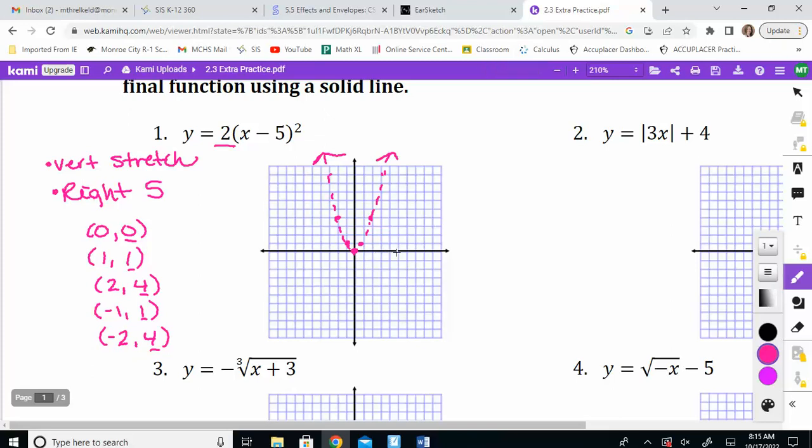And then I go right 5. So 1, 1. If I take my Y times 2, we're at 1, 2. And then I have to go right 5. If I took 2, 4, the stretch would make it 2, 8, and then right 5.